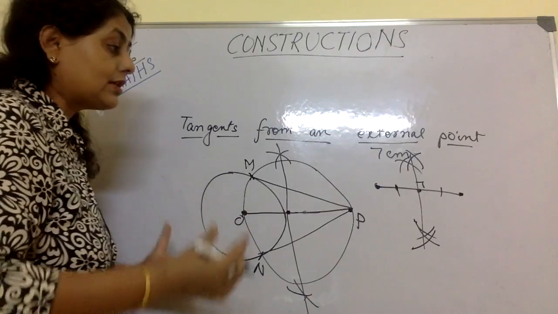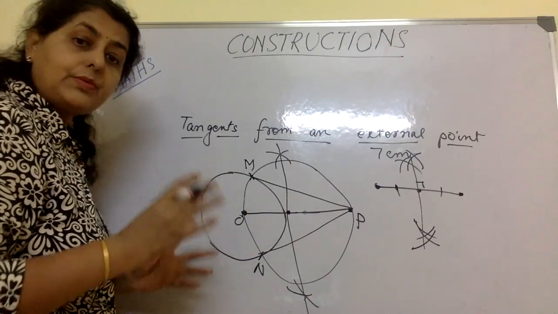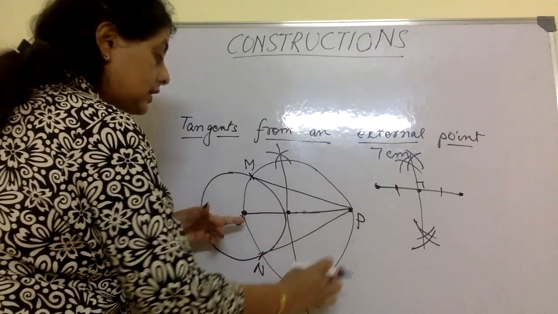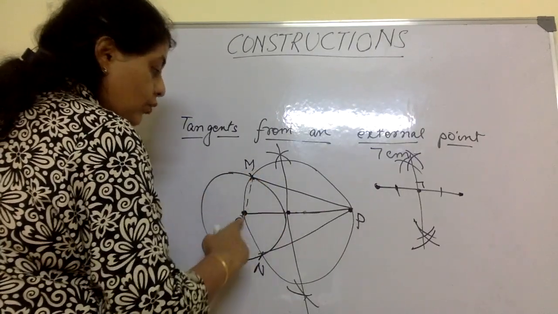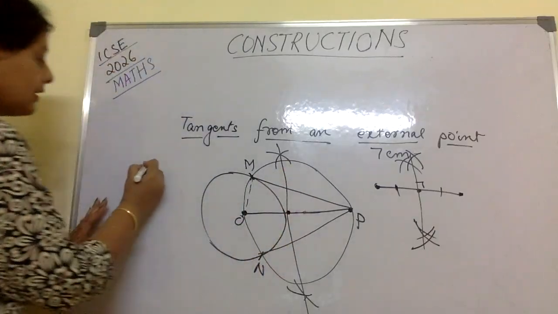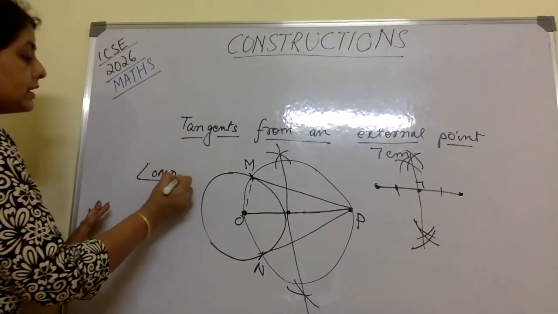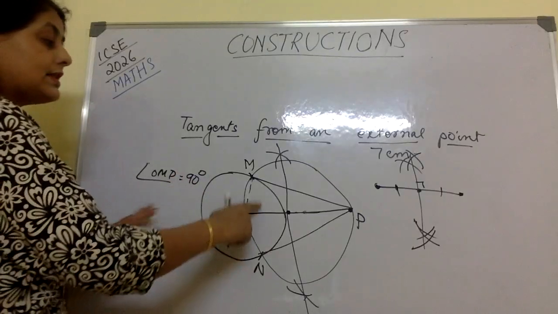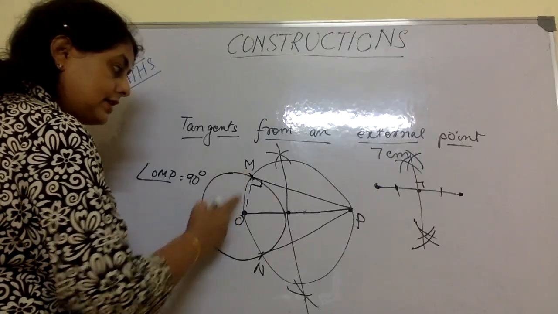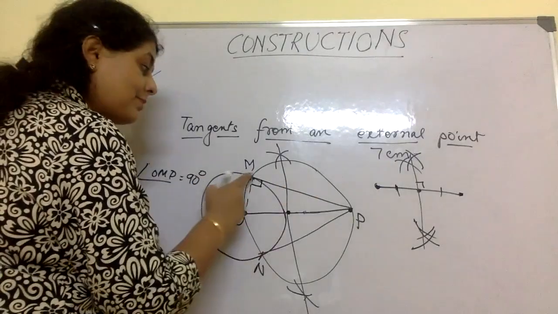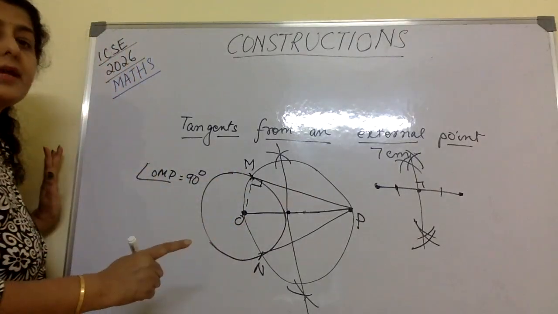Now why? What is the concept behind it? The concept behind it is very simple. I have a circle here, and you will note with this dotted line, angle OMP is equal to 90 degrees because it is an angle in a semicircle. If I can get a 90 degree angle with this radius, that means PM is the tangent at the point M.